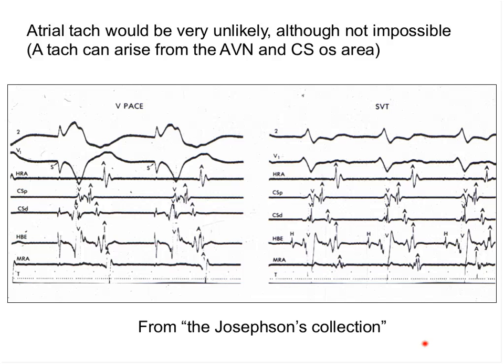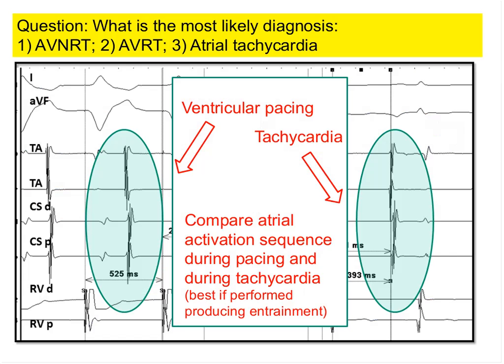Now let me show you the next slide. On this slide, I want you to look at the right-hand side, and that is during tachycardia. All these are atrial electrograms from the tricuspid annulus, these two, and from the coronary sinus, these two others here. And on the left panel, you see the events during right ventricular pacing.